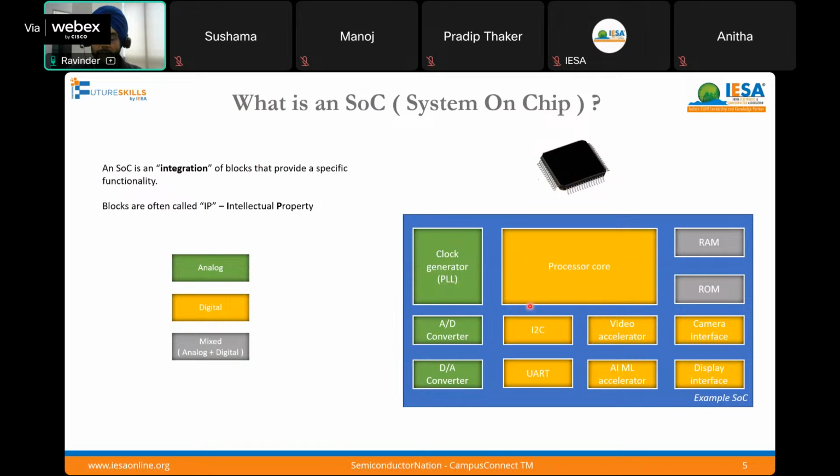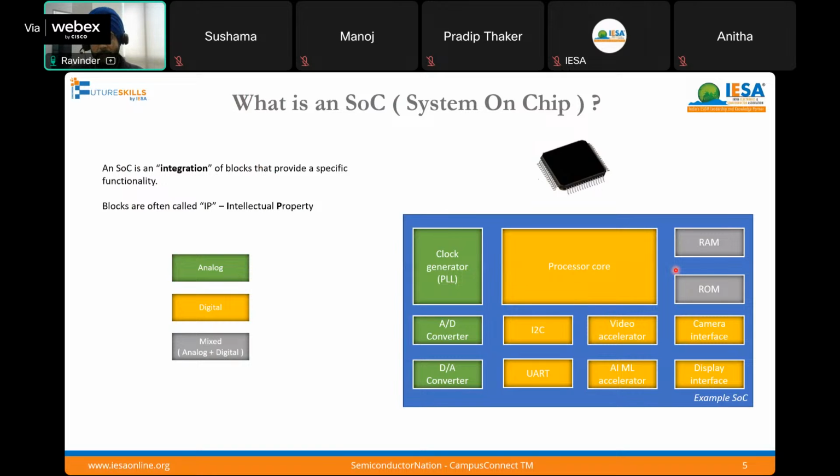And there are also analog IPs in the chip. Clock generator. Every IC needs an internal clock generator, so there would be a PLL, which is analog. You could have A to D and D to A converter IPs. And there are invariably also on-chip RAM and ROM, which have components of both analog and digital.